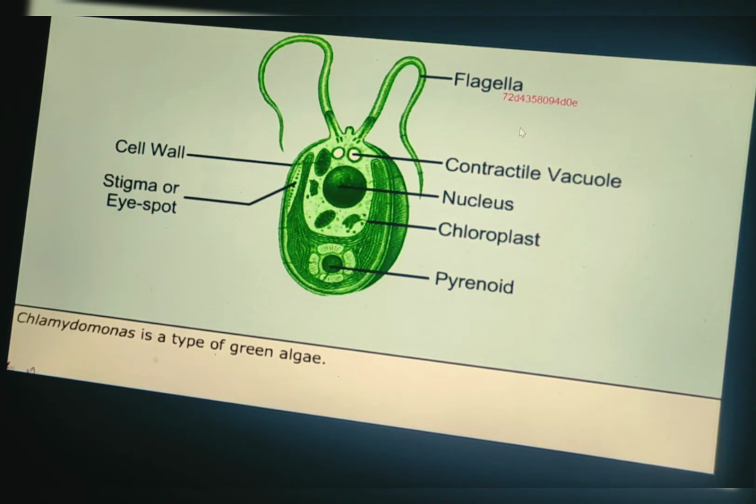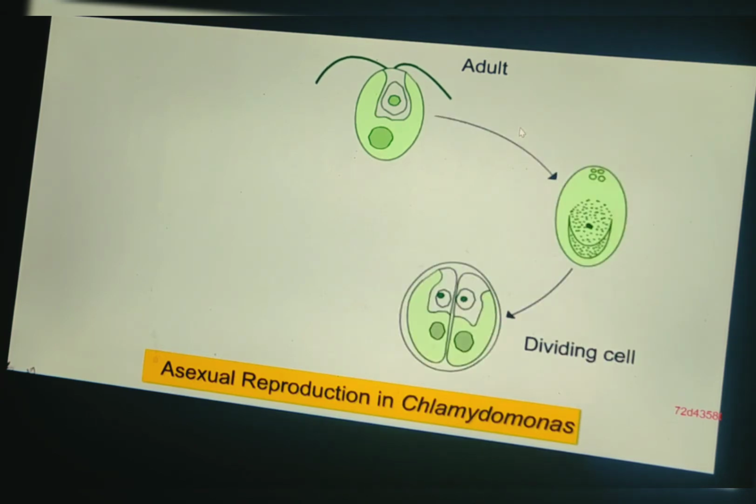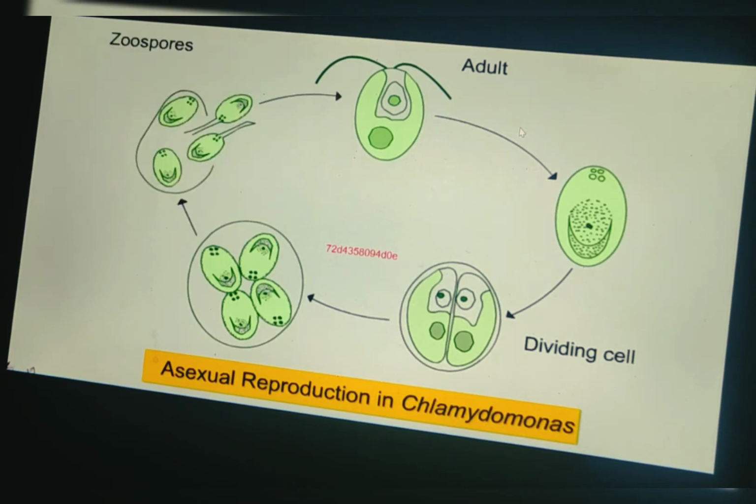Chlamydomonas is a simple pear-shaped green unicellular autotrophic algae which moves freely in water by lashing its flagella. It's commonly found in freshwater ponds and stagnant water bodies. Here you can see the process of asexual reproduction in Chlamydomonas. The cell divides and forms asexual spores known as zoospores, which in turn germinate into an adult during favorable conditions.